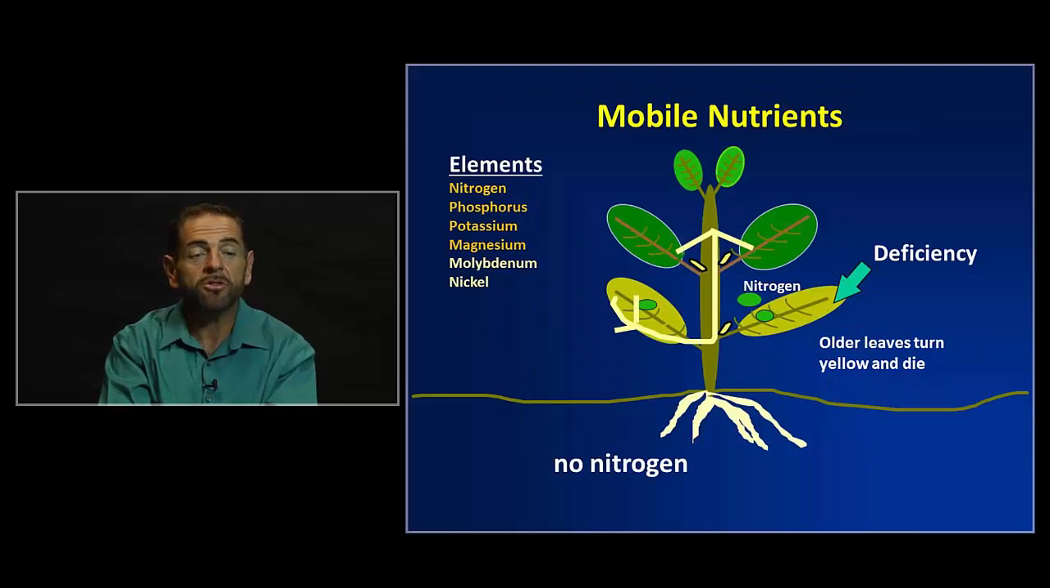And again, the mobile nutrients are nitrogen, phosphorus, potassium, magnesium. I have molybdenum and nickel in there because their key process in terms of physiology is in nitrogen metabolism. So when you have molybdenum or nickel deficiencies, sometimes you get a general yellowing on the plant, which appears as nitrogen, and you may not necessarily see a molybdenum or nickel deficiency as yellowing on the new growth.